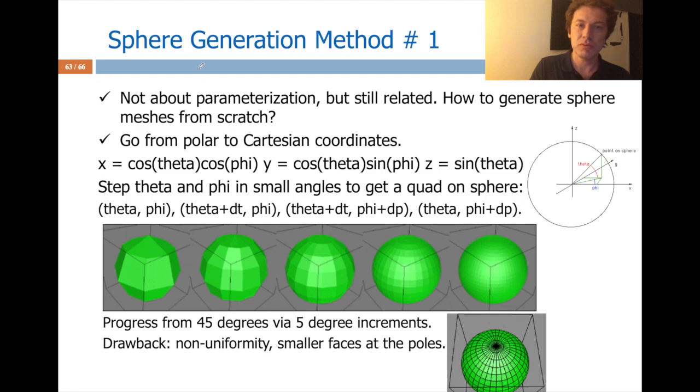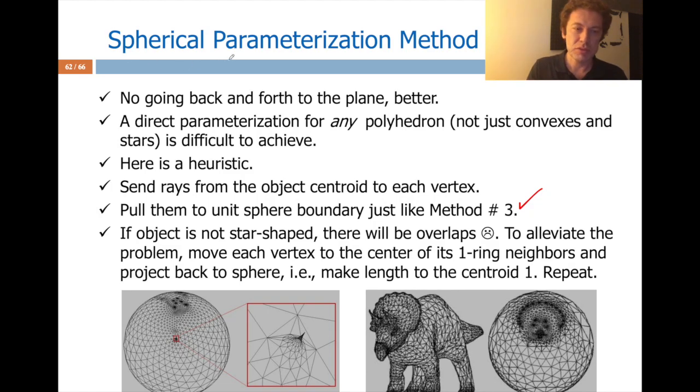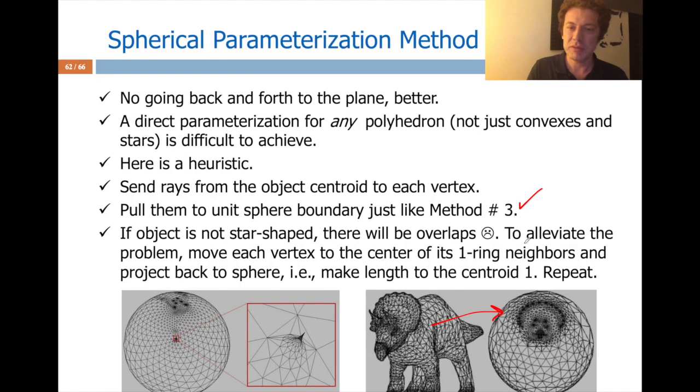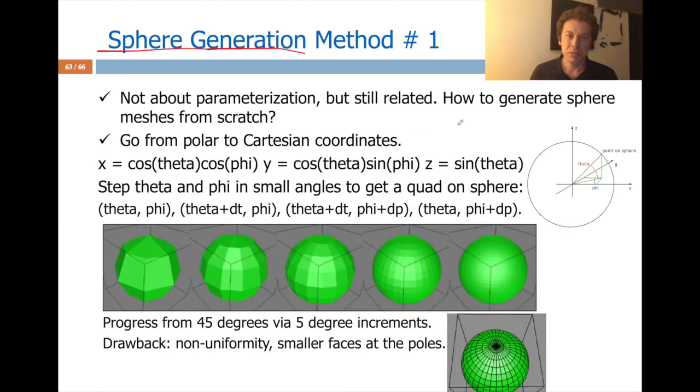Let's finish class with sphere generation. So what is the point here actually? Because I did spherical parameterization, I went to a sphere from a 3D shape. I made it a sphere. I think this is related to being able to create a sphere from scratch, not by parameterizing one existing shape to a sphere. So it is not about parameterization, but how to generate a sphere from scratch.